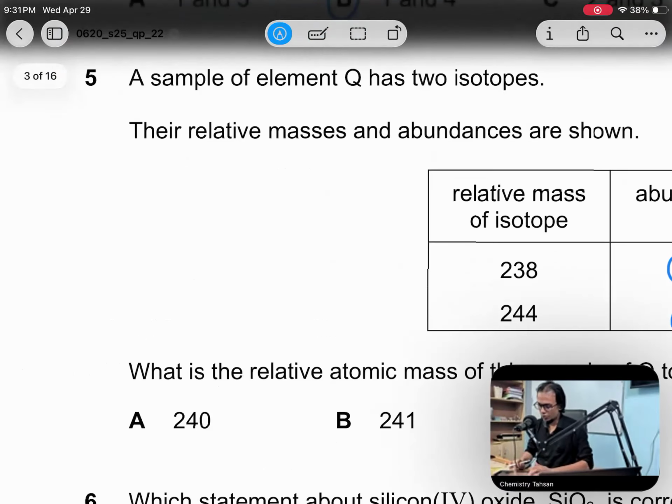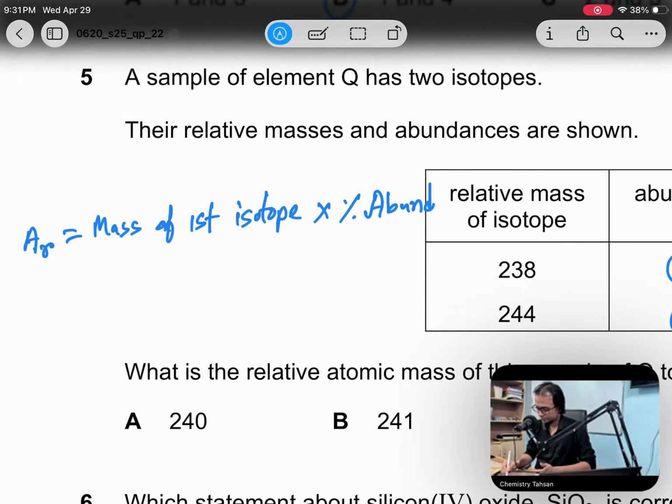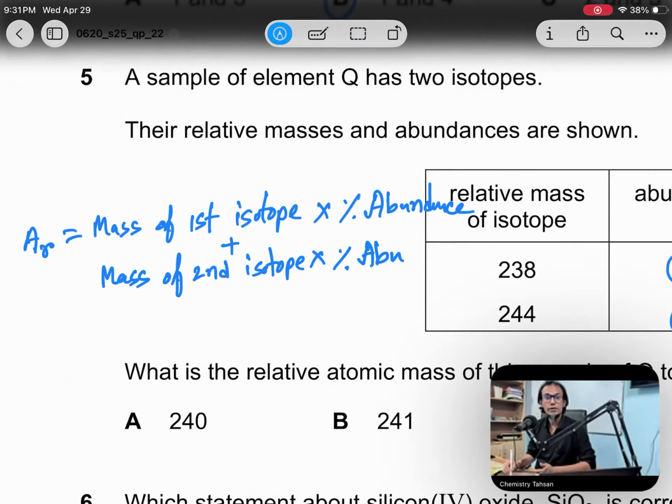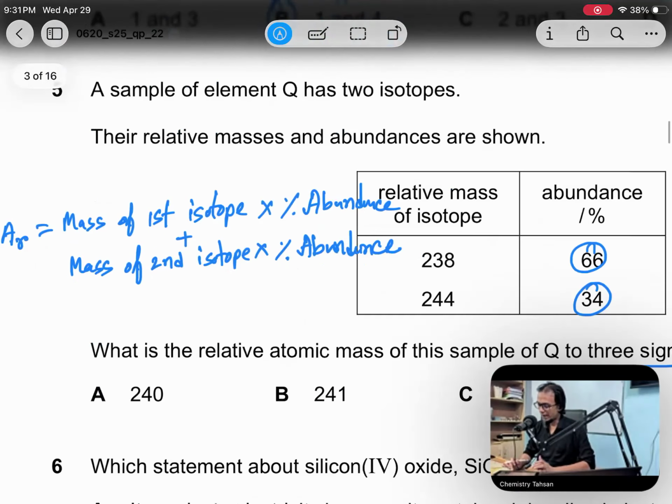So if we write here, relative atomic mass AR, is the mass of first isotope into its percentage abundance, then plus mass of second isotope into its percentage abundance. So it will go on and on. If you have 2, 3, 4, 5, 6 isotopes, so it will go on and on further. So that's how it will go.